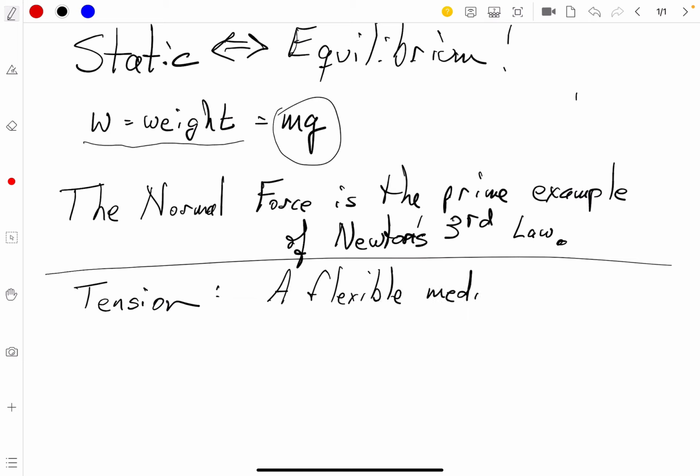What do I mean by medium? It's the conduit. It's what the force travels through, okay? It's a flexible medium for force application.